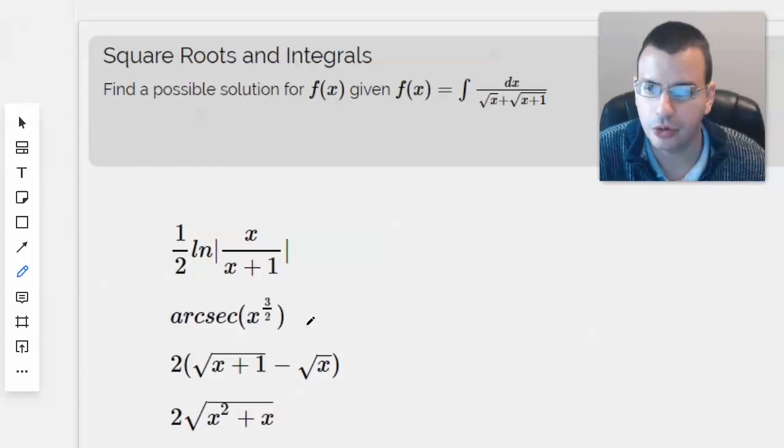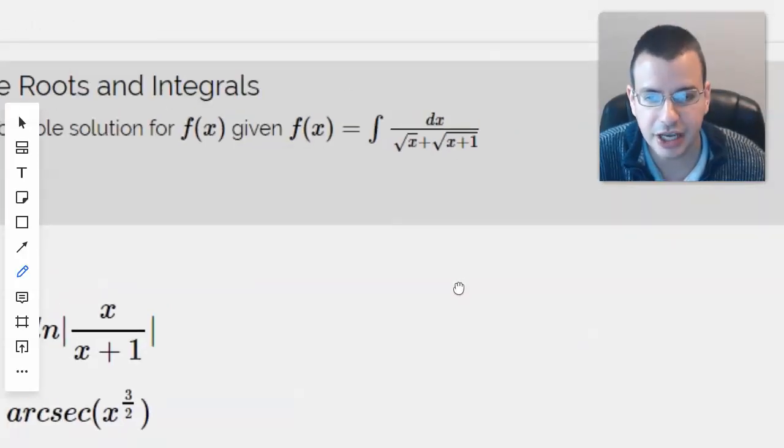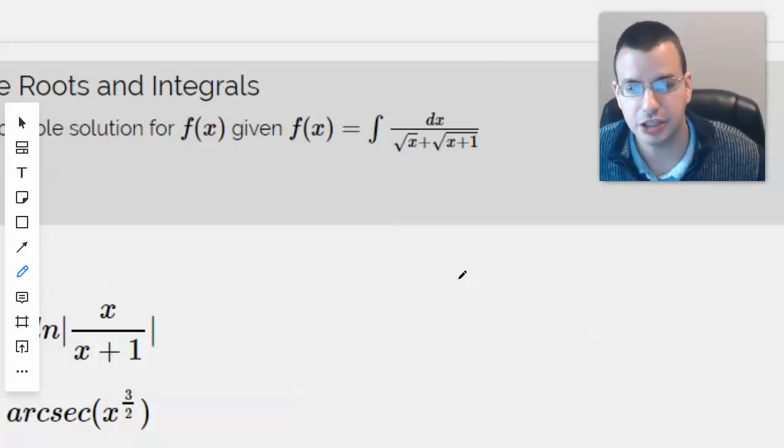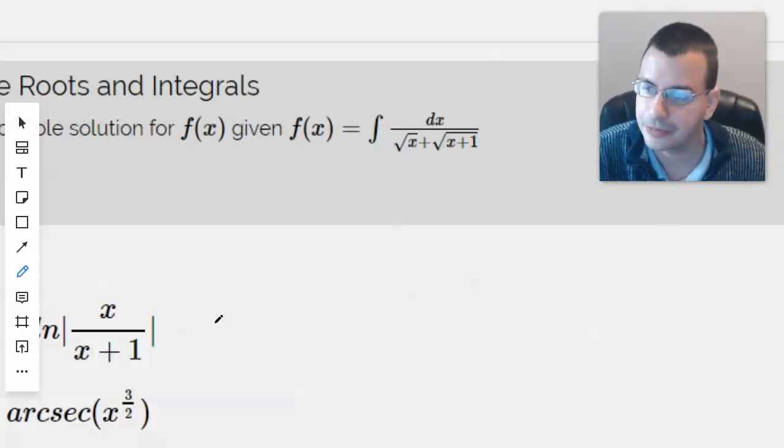Find a possible solution for f of x, given that f of x is the integral of dx over the quantity square root of x plus quantity square root of x plus 1. Okay, this one looks like there's going to be some algebra involved.